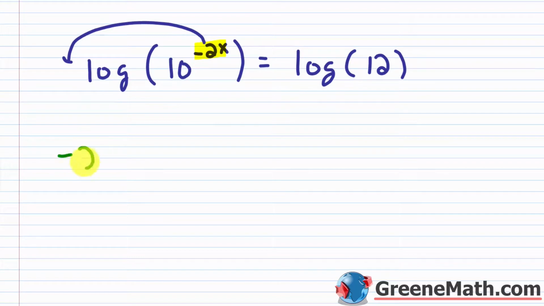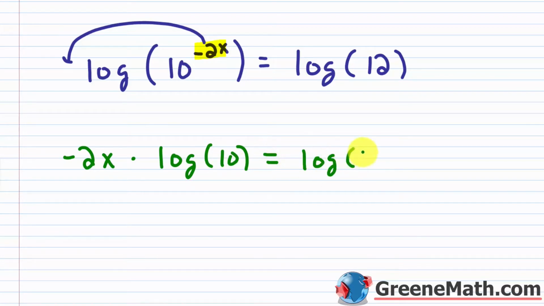So we're going to have our negative 2x out in front. We'll make that negative just a little bit better. And then times this log of 10. Now, this is 1, and I'll cancel that in a minute. I want to explain why it's 1. I think most of you know that already. But this is equal to log of 12.